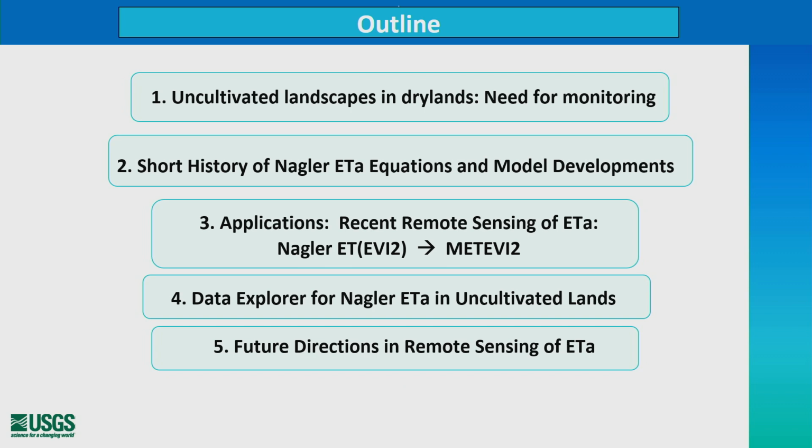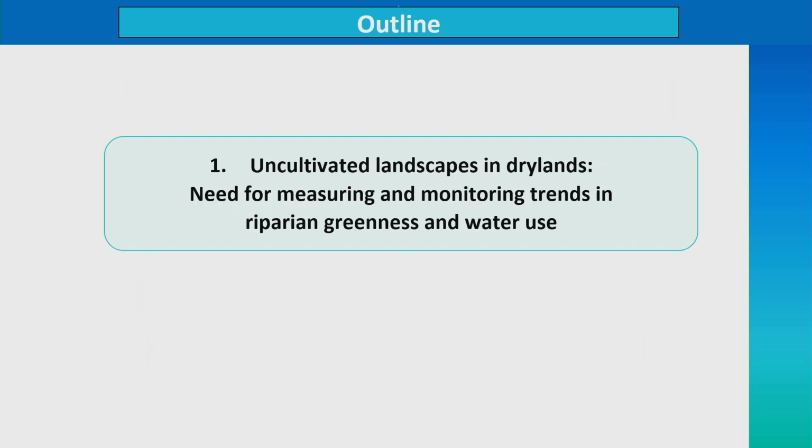Okay, I have to have an outline. I will talk a little bit longer, but I'm still going to leave room for the OpenET portion of it at the end. So I will go through uncultivated landscapes and drylands. My work is not based on thermal data. It's all optical vegetation index-based ET. And we need measuring and monitoring trends for riparian zones in particular.